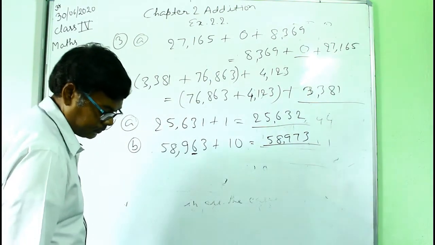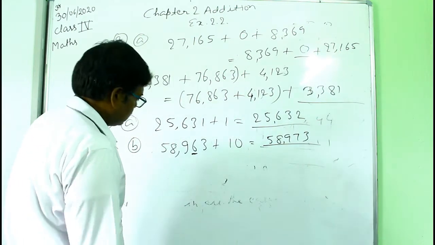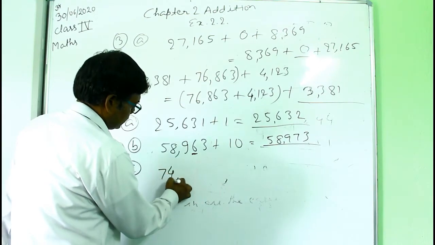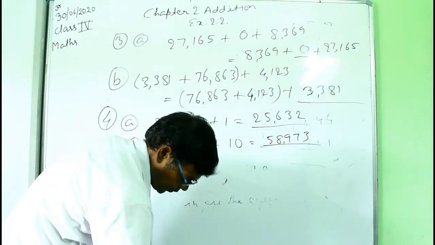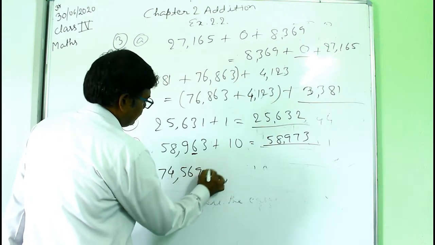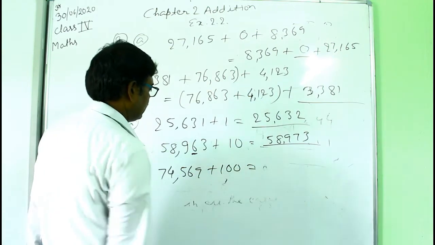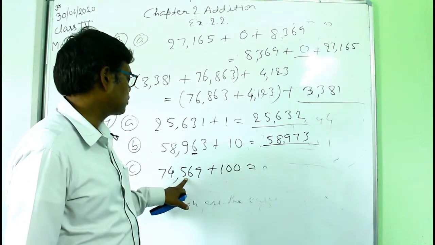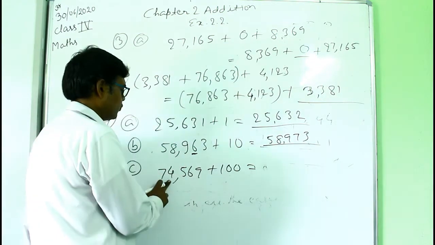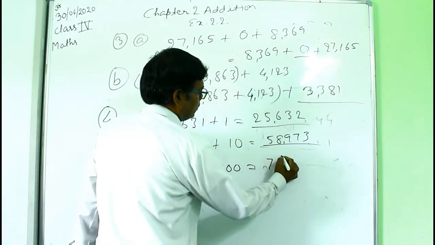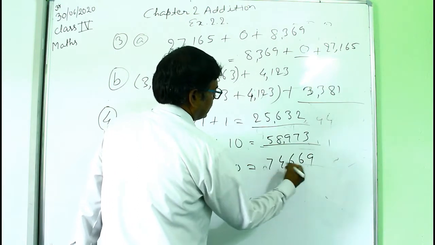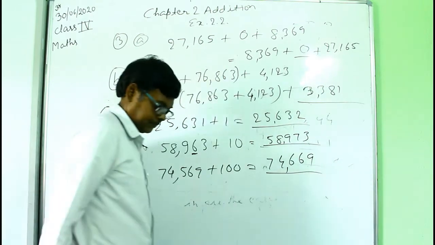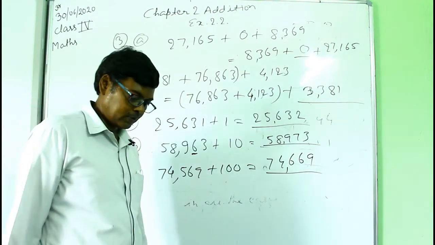Then question number C is 74,569 plus 100. Now 1 is at the hundreds place, and 5 is at the hundreds place. So 5 plus 1 will be 6. So 74,669 is the answer of this question. So similarly you can solve other questions.